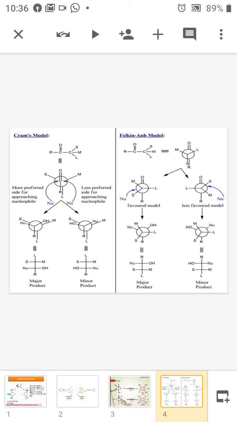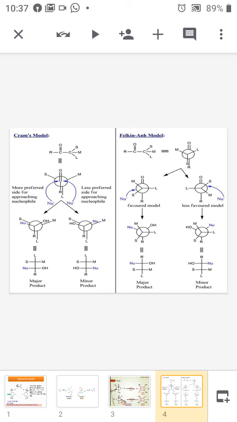Now we are comparing Cram's rule and the Felkin model. In Cram's rule, the large group is 180 degrees apart from the carbonyl group, and here also there are two ways of attack of the nucleophile towards the carbonyl group, and we prefer the side with the least steric hindrance, so the nucleophile attacks towards the side of the smallest group. So the left hand side is the preferred way of attack of the nucleophile towards the carbonyl group.